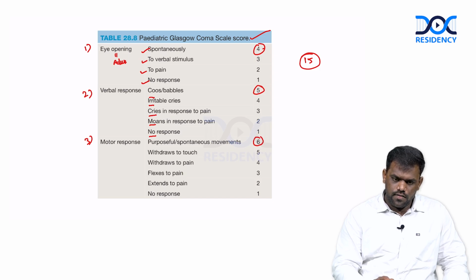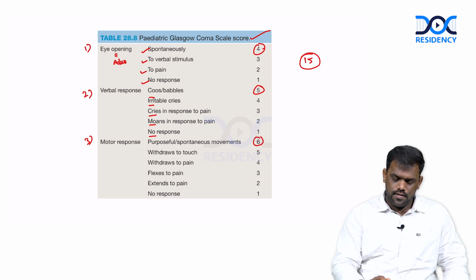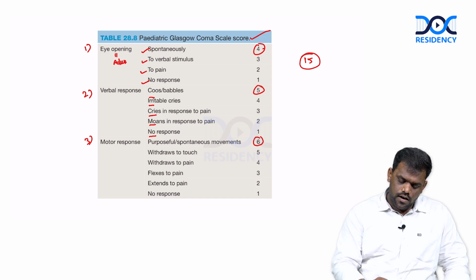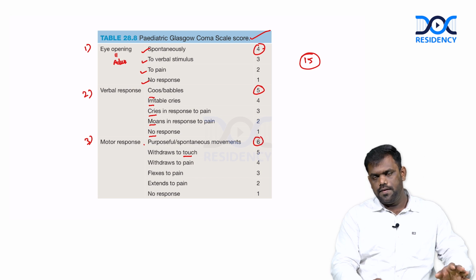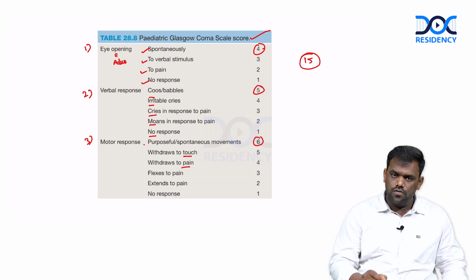And the motor response. Whenever the baby spontaneously moves the limbs, spontaneously moving or playing with all 4 limbs, the score is 6, the complete score. And if the baby withdraws to touch, whenever you touch the baby it suddenly withdraws, the score is 5. Withdraws to pain, the score is 4.